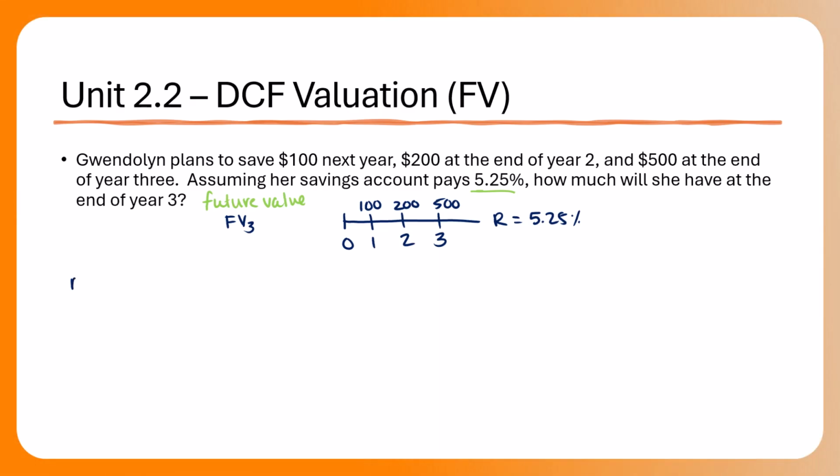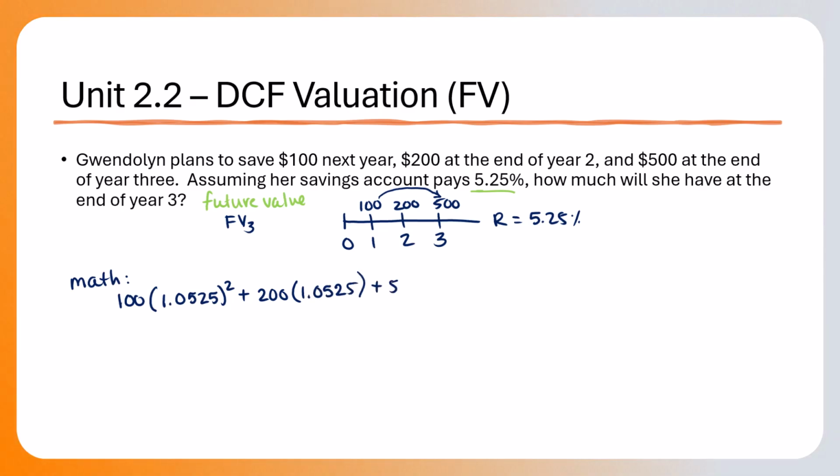We'll go ahead and use the math approach first. Notice that this $100 cash flow only needs to be shifted 2 periods into the future. We will multiply it by 1.0525 squared. Then we'll take the 200 and we'll multiply that by 1.0525. And finally, we will add the $500 to it. In the calculator, let's once again set up our cash flow worksheet.